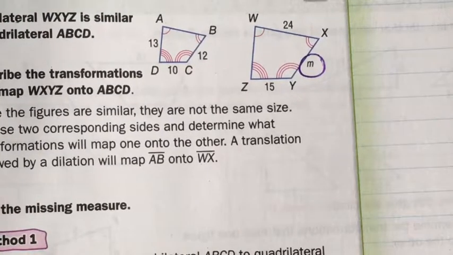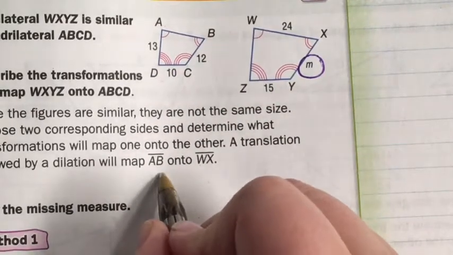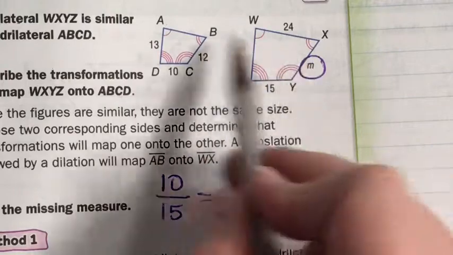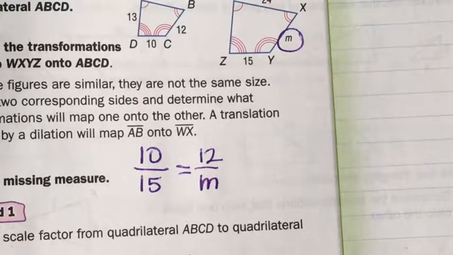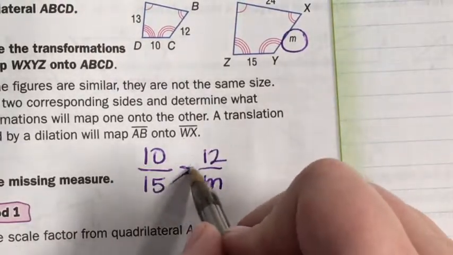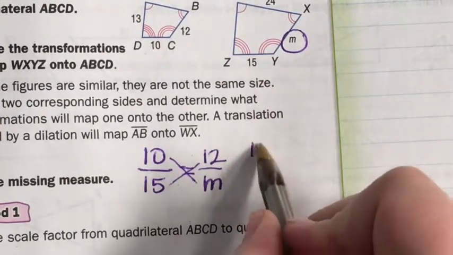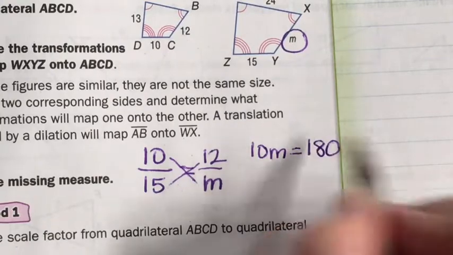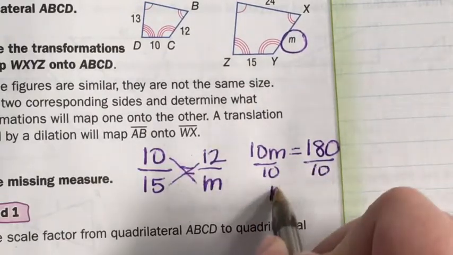So what do we know from this one? We know, see how we have the bottom ones? So this is how I would do it. I do 10 is to 15 as, and then I see that those two go together. So I'm going to say 12 is to M. You should be writing this down. And then you can do the cross product. So what is 15 times 12? And then you do 10 times M. So we are going to have 10M equals, what's 15 times 12? 180. And how am I going to get M alone now? Divide by 10. So M is just equal to 18.